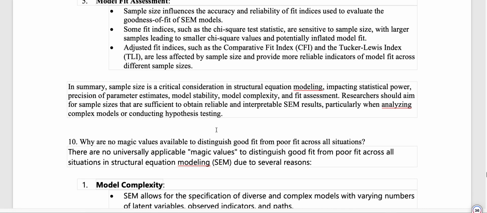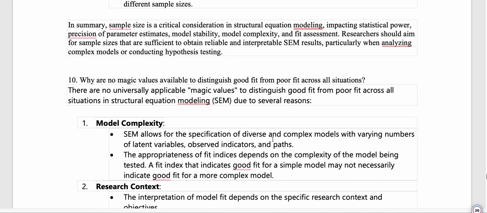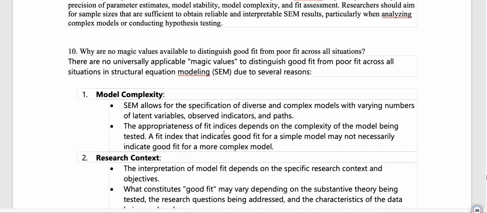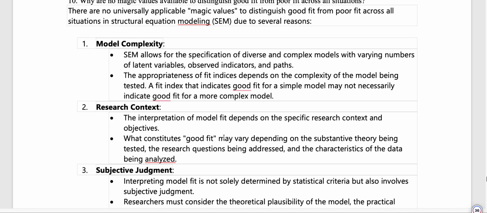Question 10: Why are no magic values available to distinguish good fit from poor fit across all situations? There are no universally applicable magic values to distinguish good fit from poor fit across all situations in structural equation modeling due to several reasons: model complexity, research context, and subjective judgment.